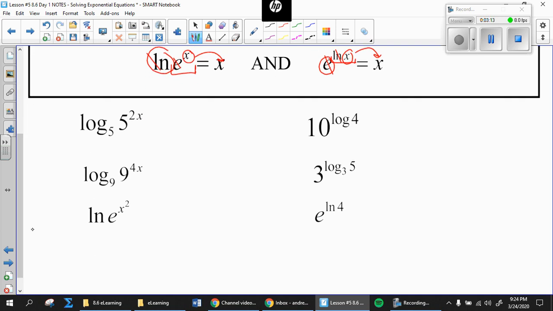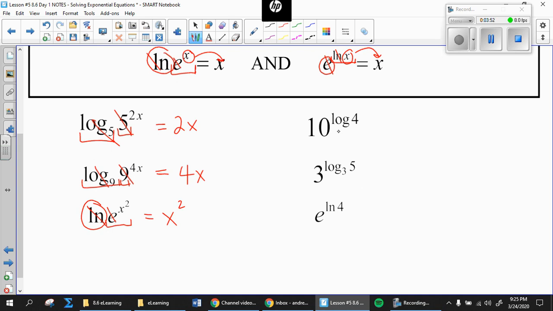Before we actually get to the equations, let's look at how this works. If I have an exponential with base 5 and I take the log of that exponential with base 5, they're going to cancel each other out. It's going to leave me with just 2x. Same thing here. I'm going to take log base 9, exponential base 9, and they cancel each other out. It's just going to give me 4x. Here I have exponential base e. I'm taking the log base e of that. They're going to cancel out. It's going to give me x squared.